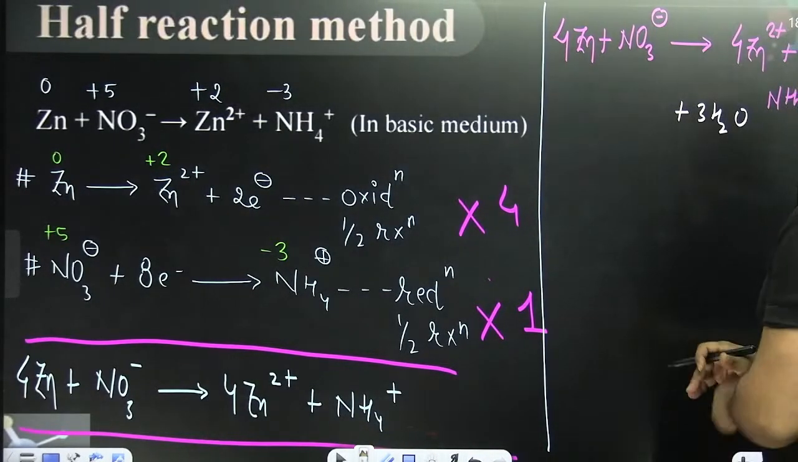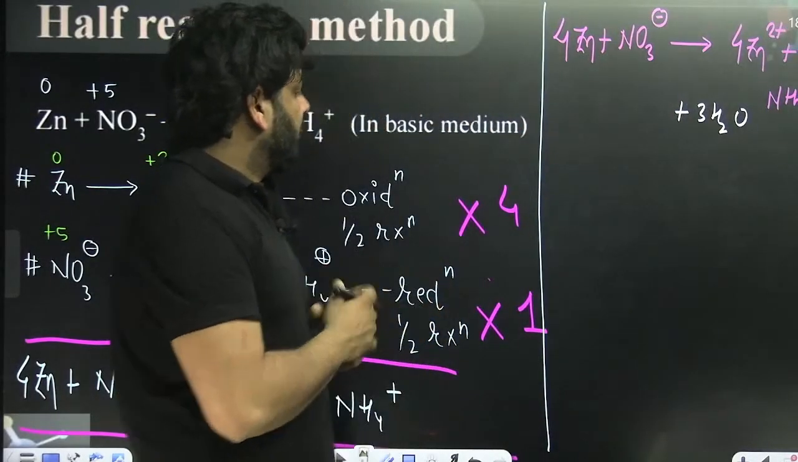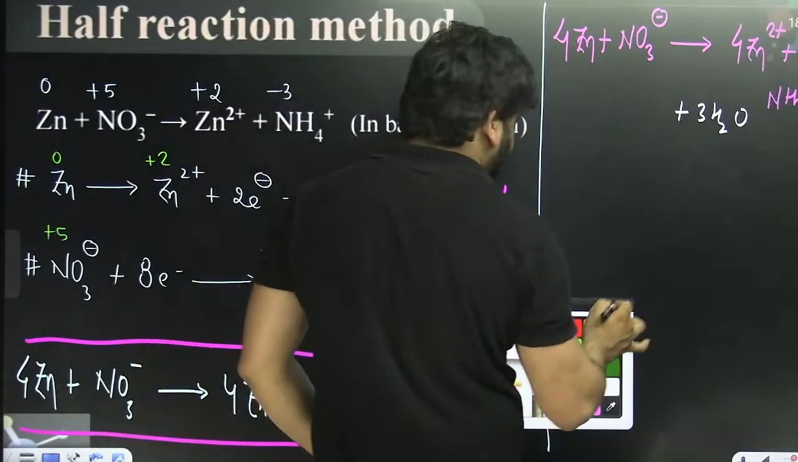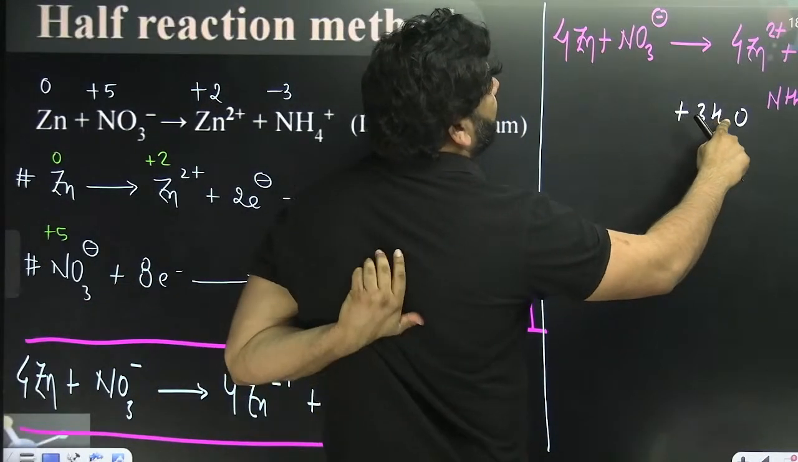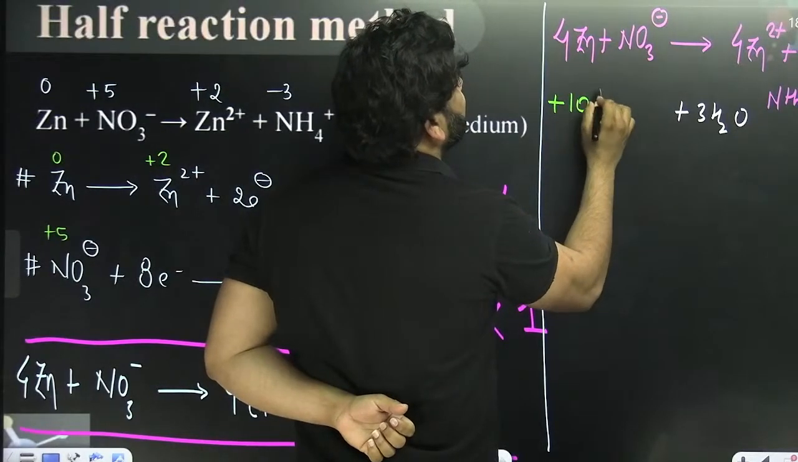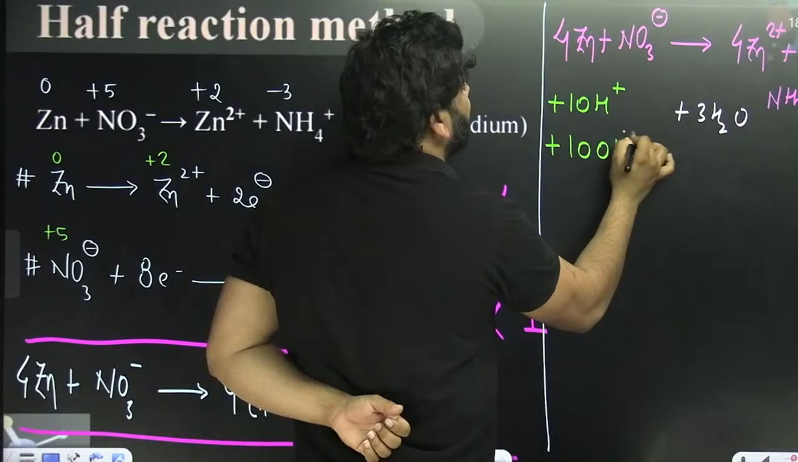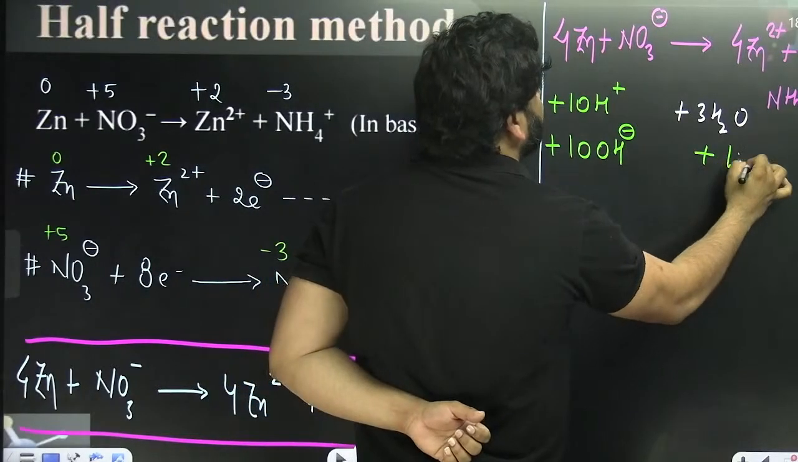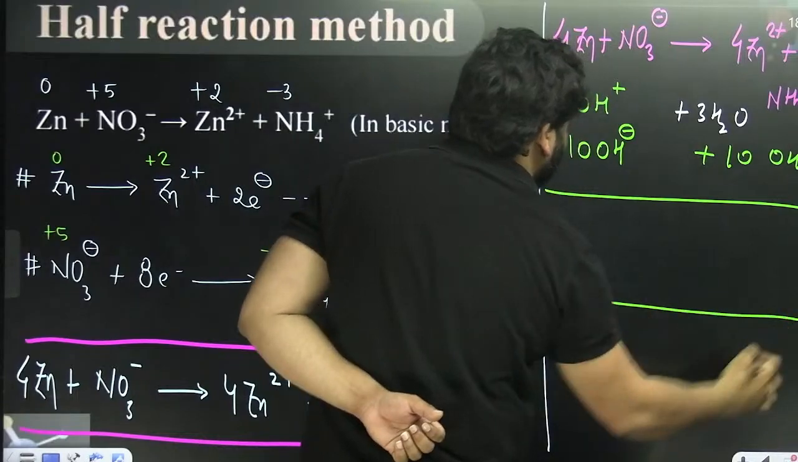After adding 3 water on the right side, balancing of oxygen has been done. Now balancing of hydrogen is to be done. 6 are here, 6 plus 4, 10, and here we are having 0, so we'll add 10 H+. And not just 10 H+, it is conducted in basic medium, so 10 OH- are also added here, and 10 OH- are also added here. So after adding, this will become our final equation.